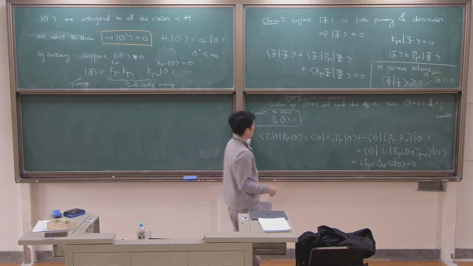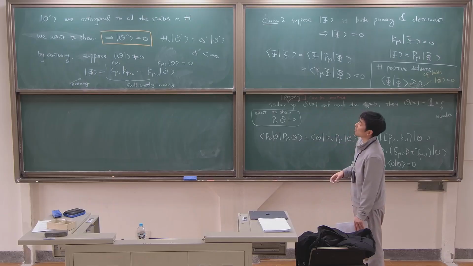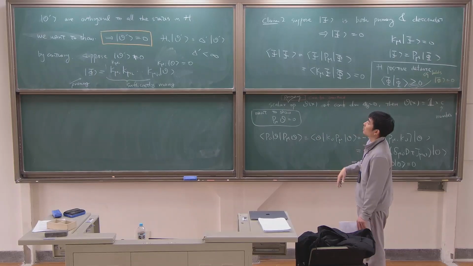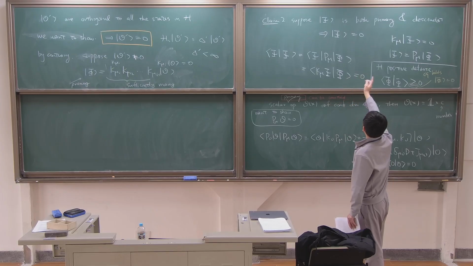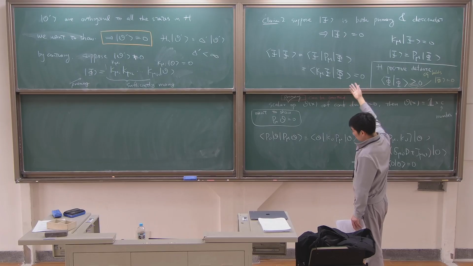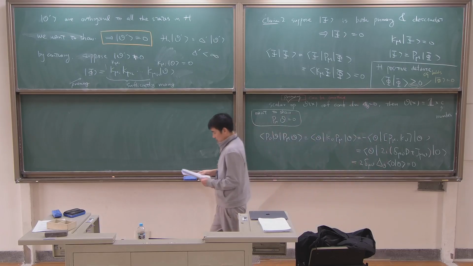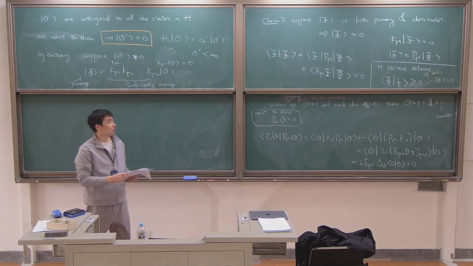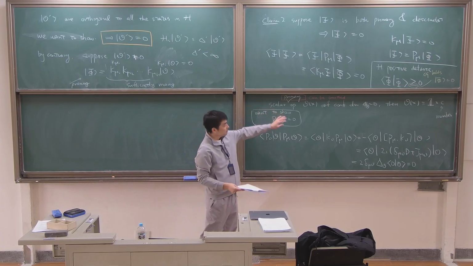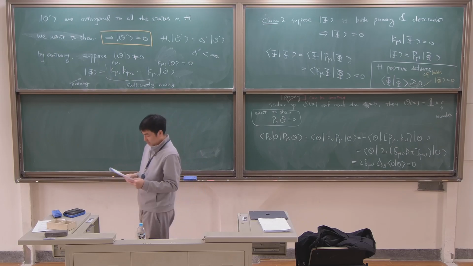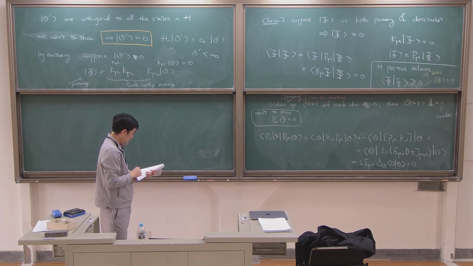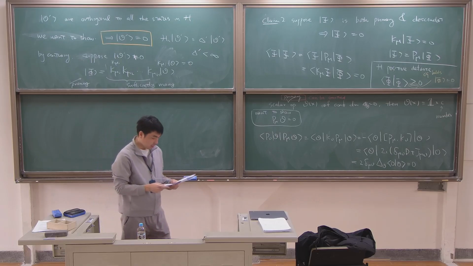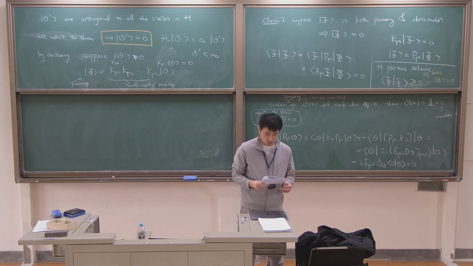Okay, so we just show three claims. One is that everything can be written in terms of primary states or descendants. The other is that there is no state which is both primary and descendant. And if the conformal dimension is 0, it's just the identity operator, scalar multiplication. That's it. Any question at this moment?